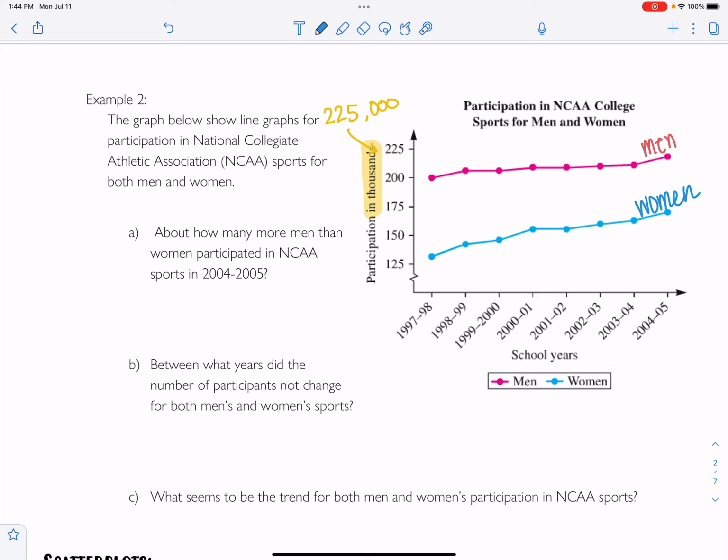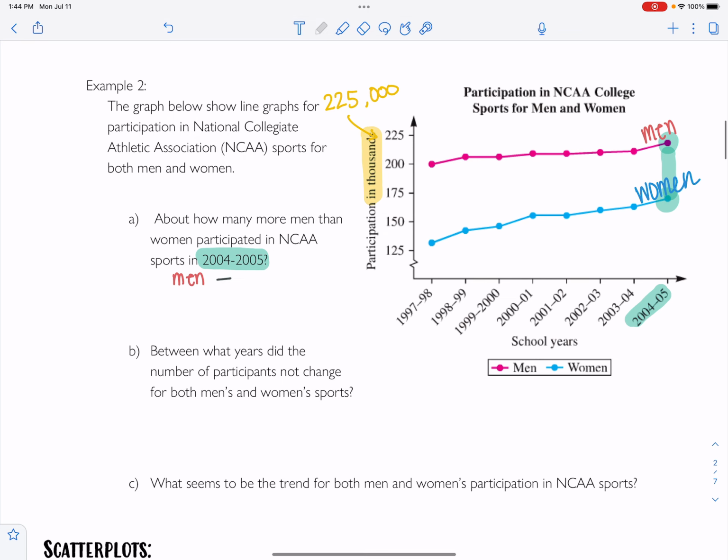Letter A says, about how many more men than women participated in NCAA sports in 2004 to 2005? So for this first one, 2004 to 2005, I'm going to find that part on my graph. And then it says how many more. So I'm just going to subtract them. I'm going to do men, because they had more. Men minus the women.